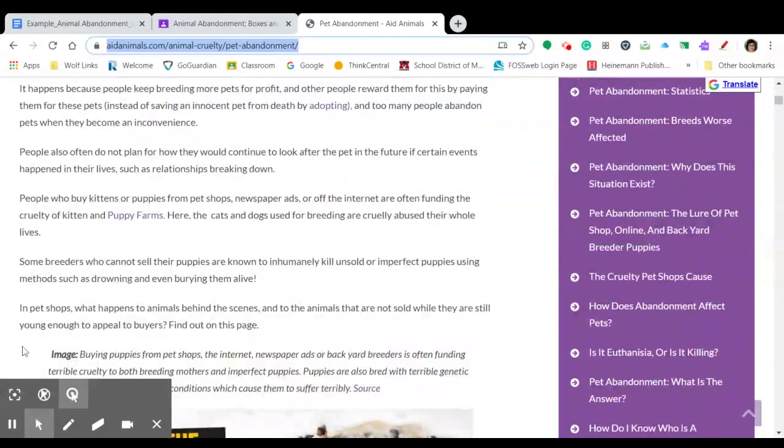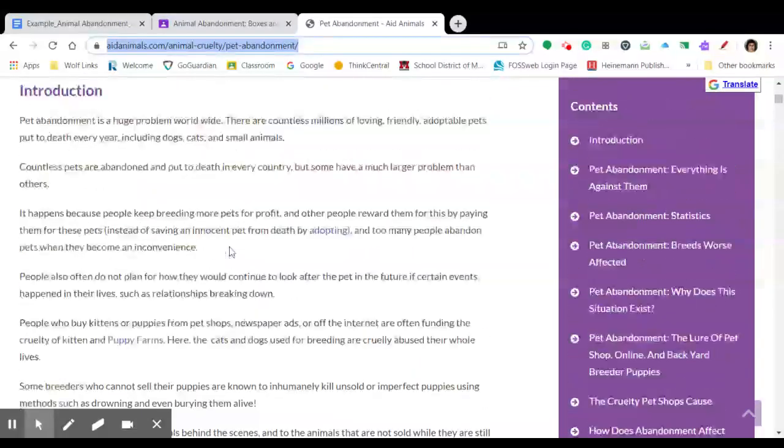And then it says for the image, buying puppies from pet shops, the internet, newspaper ads, or backyard breeders is often funding terrible cruelty to both breeding mothers and imperfect puppies. Puppies are also bred with terrible genetic medical conditions, which causes them to suffer terribly. I am not going to scroll down further because the image is kind of disturbing. So let's use this introduction to fill out our boxes and bullets.